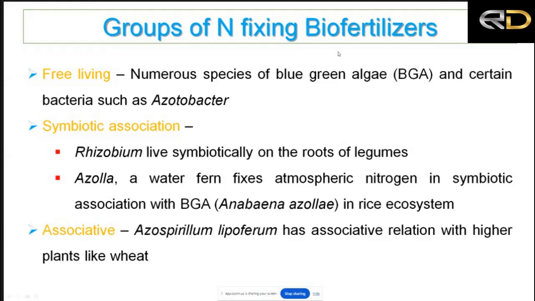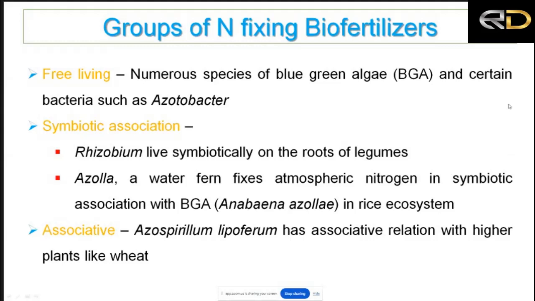Then there is symbiotic association. Symbiotic association means they live mutually; they get benefit from the host plant, and the host plant also gets some benefit from the bacteria. One example is Rhizobium. Sometimes Azolla, which makes an association with blue-green algae, which we also call cyanobacteria. So they can also fix atmospheric nitrogen by making a symbiotic association.